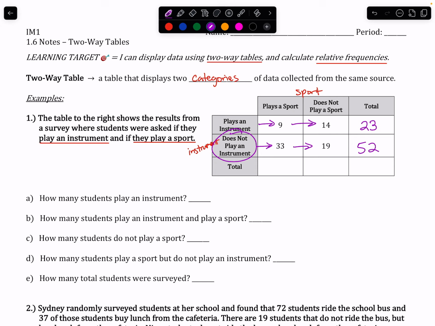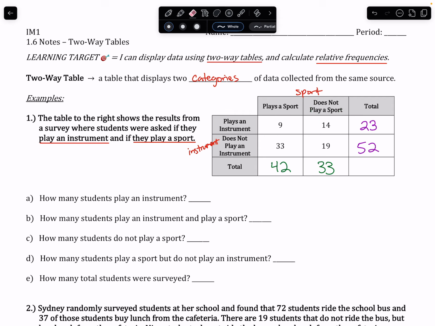Now we can also do the same thing going vertically here. In this case, we have those who played a sport: 9 plus 33 would give us 42. And those who did not play a sport: 14 plus 19 would give us 33.